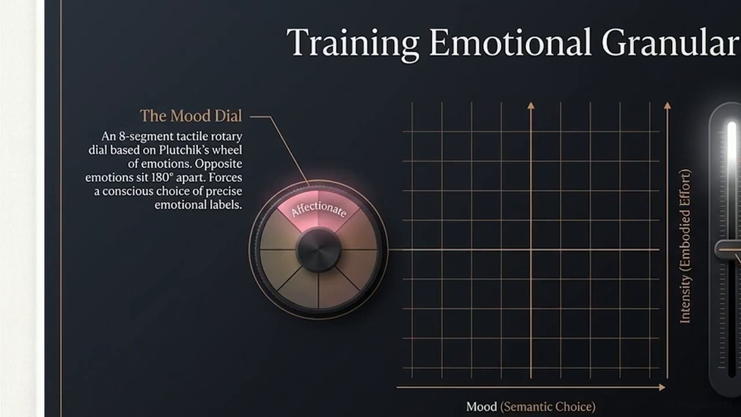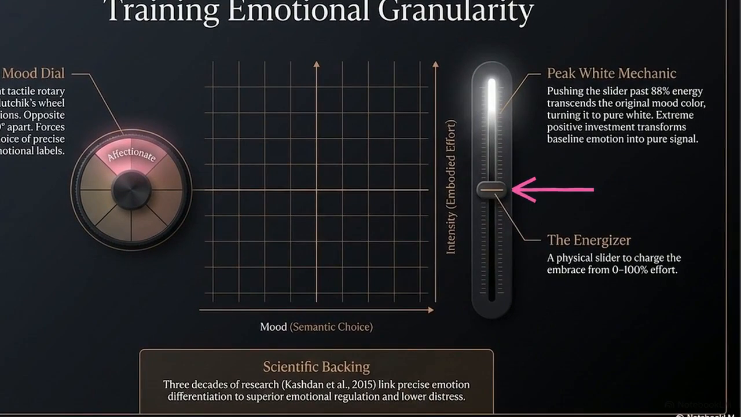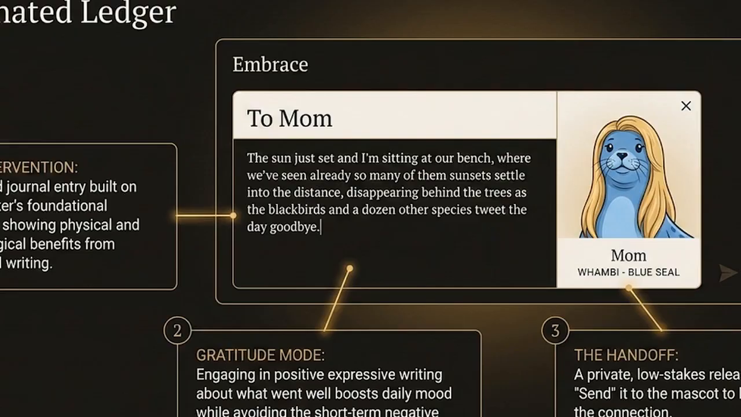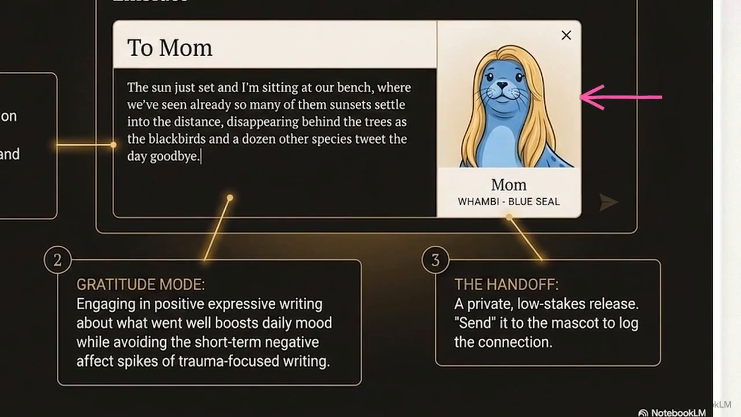This mood dial, based on Plutchik's model, lets you physically select your exact feeling, like affectionate. Next to it, the Energizer slider indicates your embodied effort. Pushing this past 88% triggers the peak white mechanic, transforming your baseline color into pure white light. Here is the actual Embrace interface. You write your message directly to a specific person in your life, in this case, Mom, and then send it to your chosen mascot to log the connection.